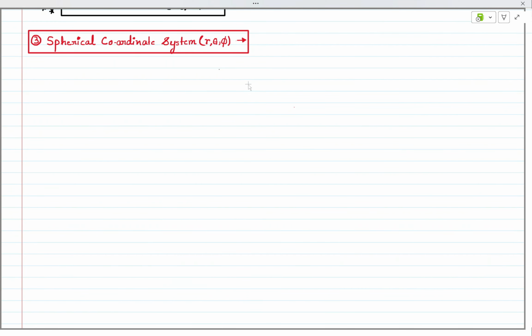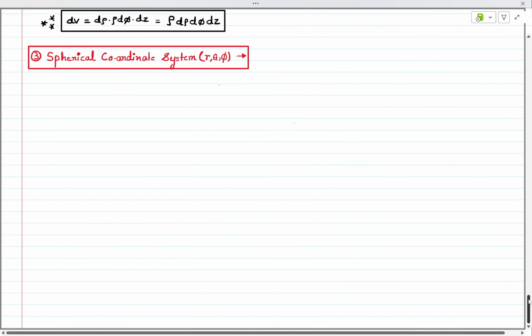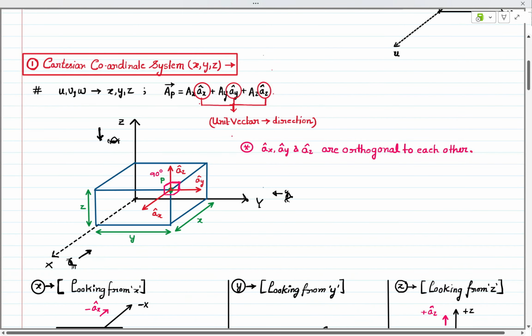Hi students, in today's video, I am going to discuss the spherical coordinate system, that is also known as the r theta phi coordinate system. You remember that at the starting of the coordinate system, I defined the positional vector, right? I am showing the positional vector again.